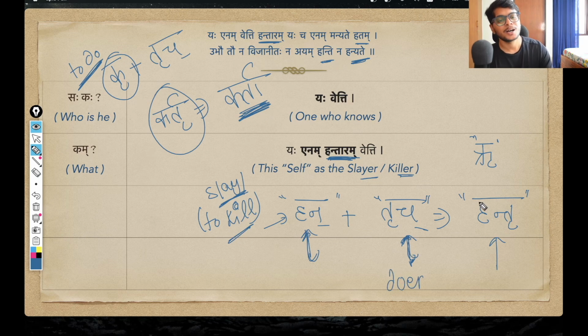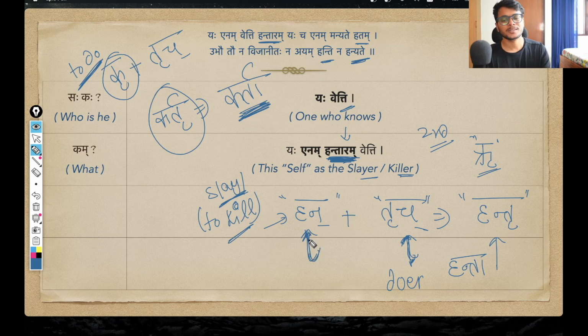So hantra is the pratipadika, a rikarant pratipadika, and of course we are using the dutiya vibhakti form. In prathama vibhakti, it would have been hanta, one who kills. Here it is in the form of the karma of this kriya vetti. So we are using the dutiya vibhakti, the second case form. In the second case, it is hantaram, what we see in the shloka here. I hope this is clear, and this is the first modification of this Han dhatu using trich pratyay. Three more to go, we will see.